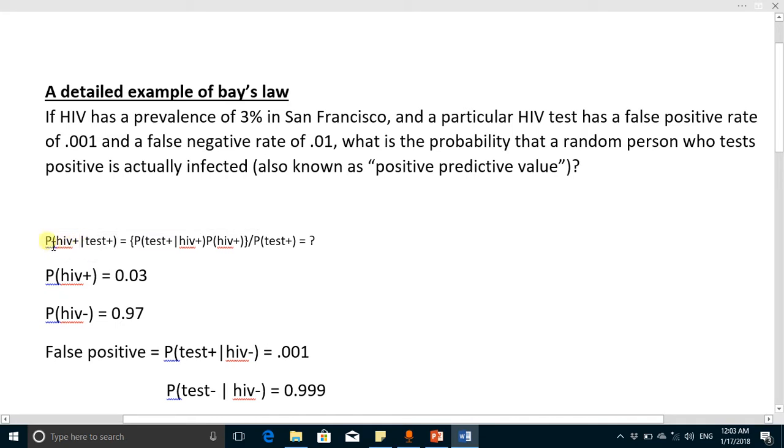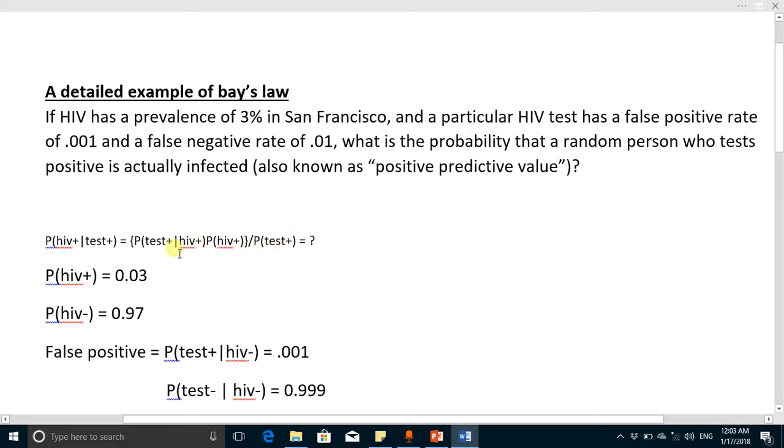To compute this value, we will use Bayes' law, and according to Bayes' law, we will write it as probability of HIV positive given test positive is equal to probability of test positive given HIV positive into probability of HIV positive, whole divided by probability of test positive.